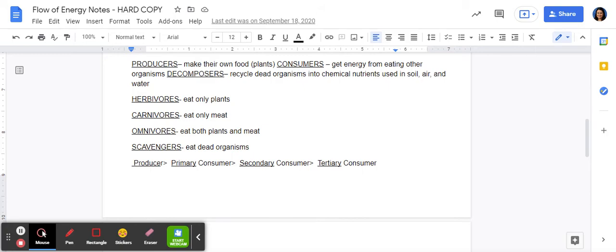Omnivores eat both plants and meat. Scavengers eat only dead organisms, so vultures.